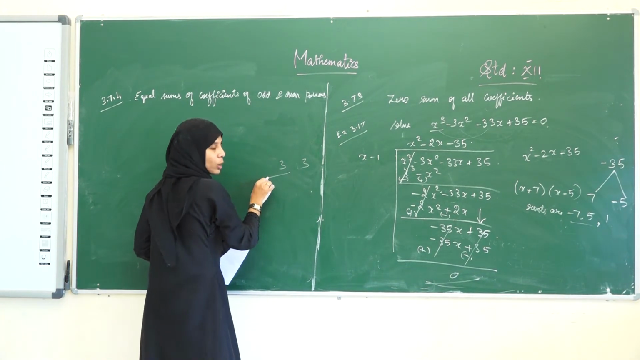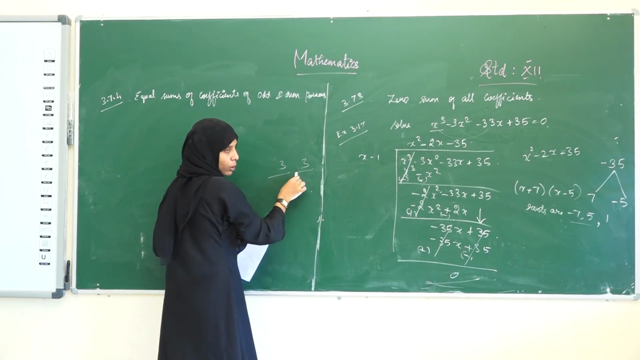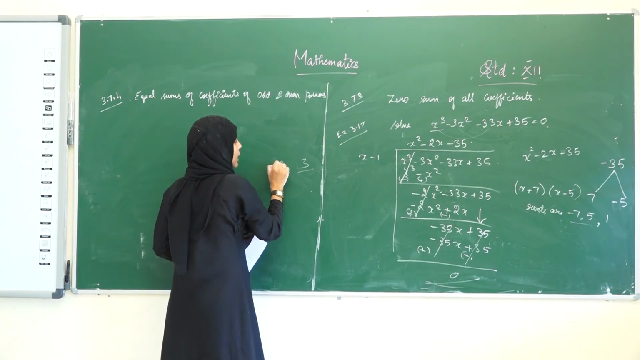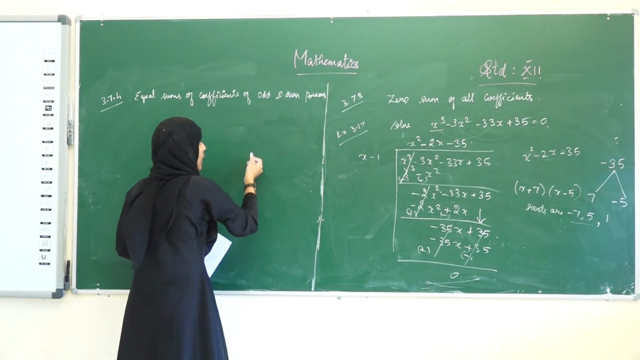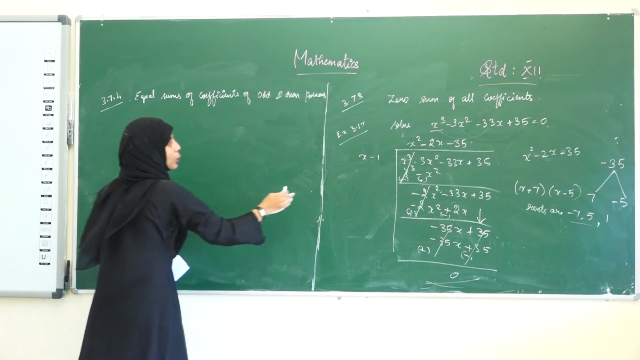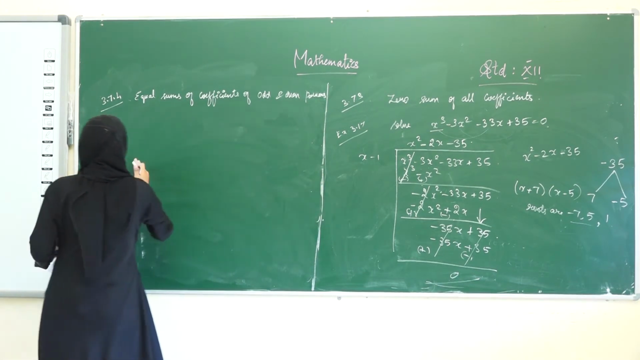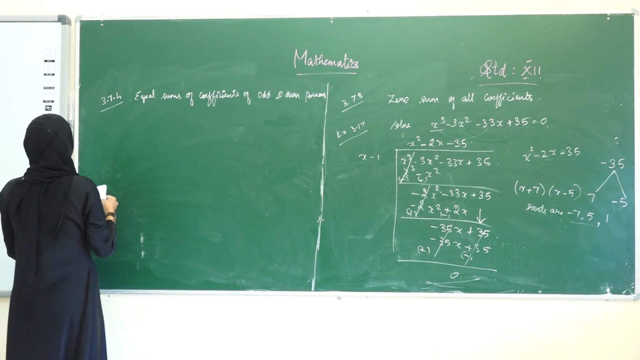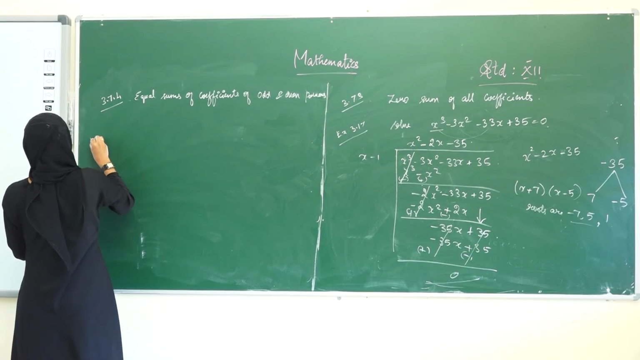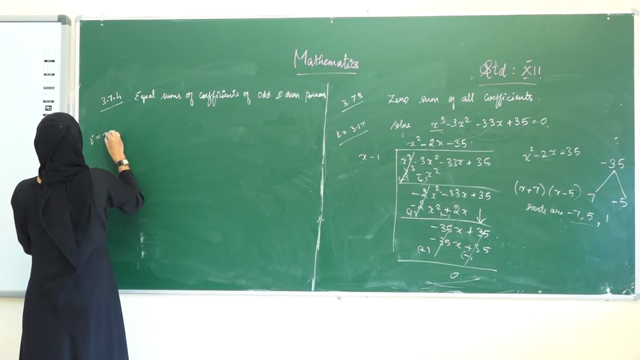This is the sum of the coefficients of the odd powers. This is the sum of the coefficients of the even powers. If these two are the same, we can take minus 1 as its root. Here we took 1 as a root. Here we are going to take minus 1 as a root. See, let us see one example, then you can find it easily.